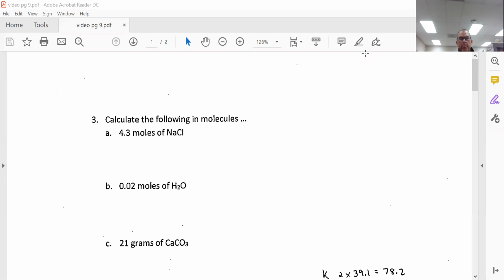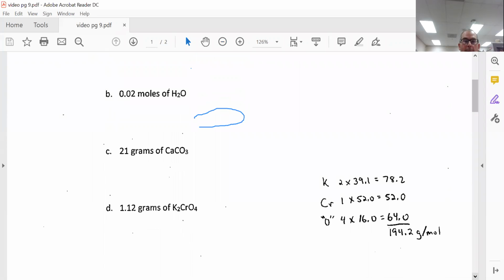Welcome back to the Molar Express, and we are going to do a problem from page 9. It's a two-step problem. I don't think we've seen one of those, and it's going to be 3D. Calculate the following in molecules. So that's going to be our goal here, to figure out molecules. I might just circle that here, and we're going to scroll down and find that. So our quest is to find molecules. And let's find this problem right here.